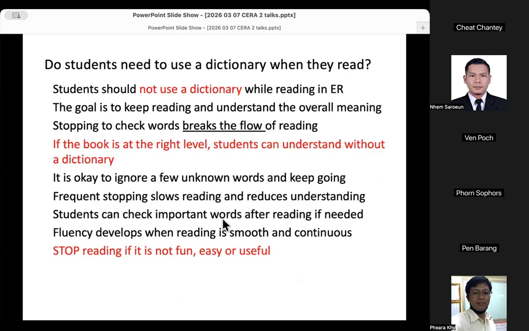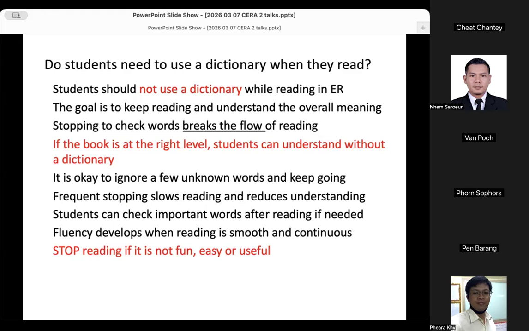Should students use a dictionary when they read? No. They do not need to use a dictionary. Dictionary is study reading. This is not reading. So the goal is to keep going. If the book is at the right level, the students can understand without a dictionary. So if your students need a dictionary, why do they need a dictionary? Well, because the text they are reading is too difficult. So the use of a dictionary is a reaction to a difficult text. That's a sign that they're reading something too difficult. So if you're doing extensive reading, no need to use a dictionary.